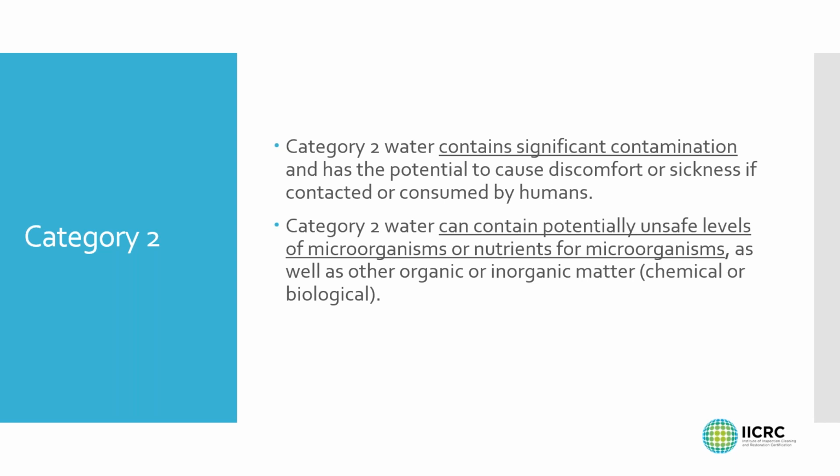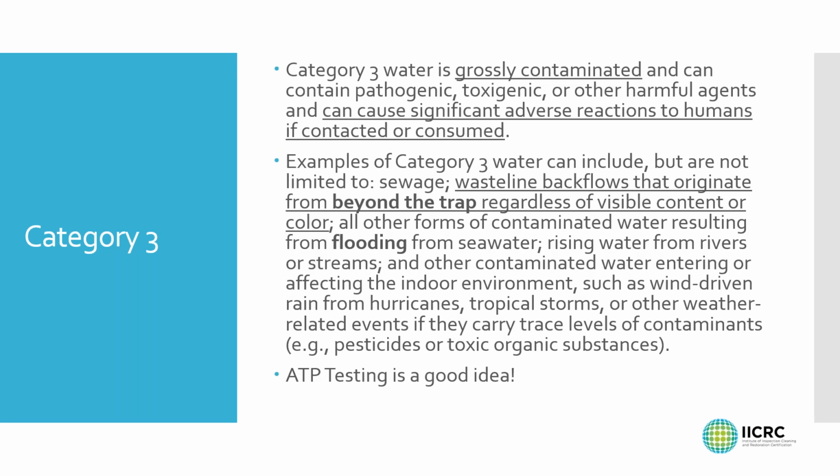As we look at category 3, as you know, that becomes water that's grossly contaminated. So we're going to have harmful agents, we're going to have potential sewage, it could be flooding. And under examples, the examples bullet here, I really want you to look at a couple things. And I try to underline the items in this presentation that are most important from these categories of loss. But the most important thing for category 3 is waistline backflows. It no longer says toilet backflows, it says waistline backflows that originate from beyond the trap regardless of visible content or color.